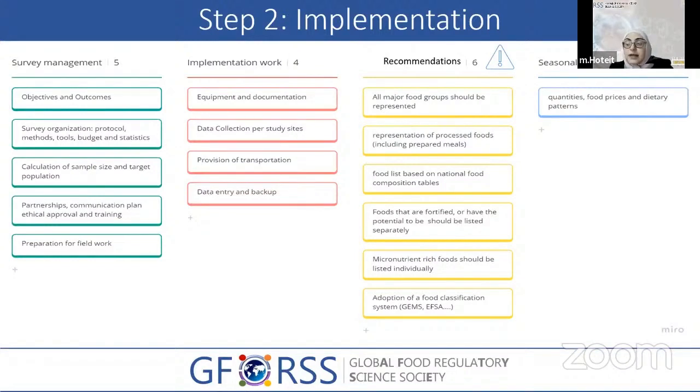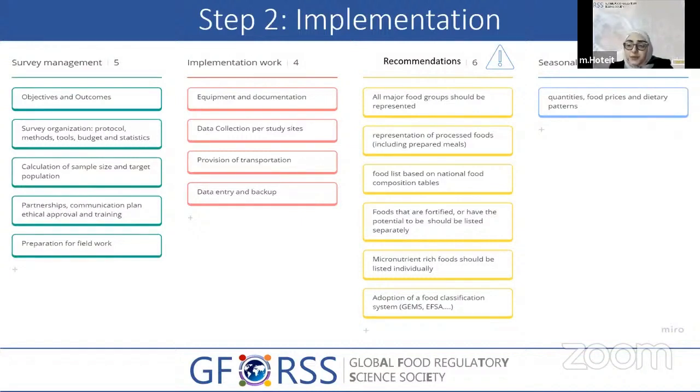drafting a proposal, calculating sample size, selecting which methodology is most suitable, preparing the questionnaire, the budget, and also preparing the statistics plan. Moreover, partnership is very important in this kind of survey, and the ethical approval should also be ready on the table before moving to training and starting the field work. And during implementation, many steps should be taken into consideration, mainly the provision of transportation, data entry, data collection, equipment, and documentation.